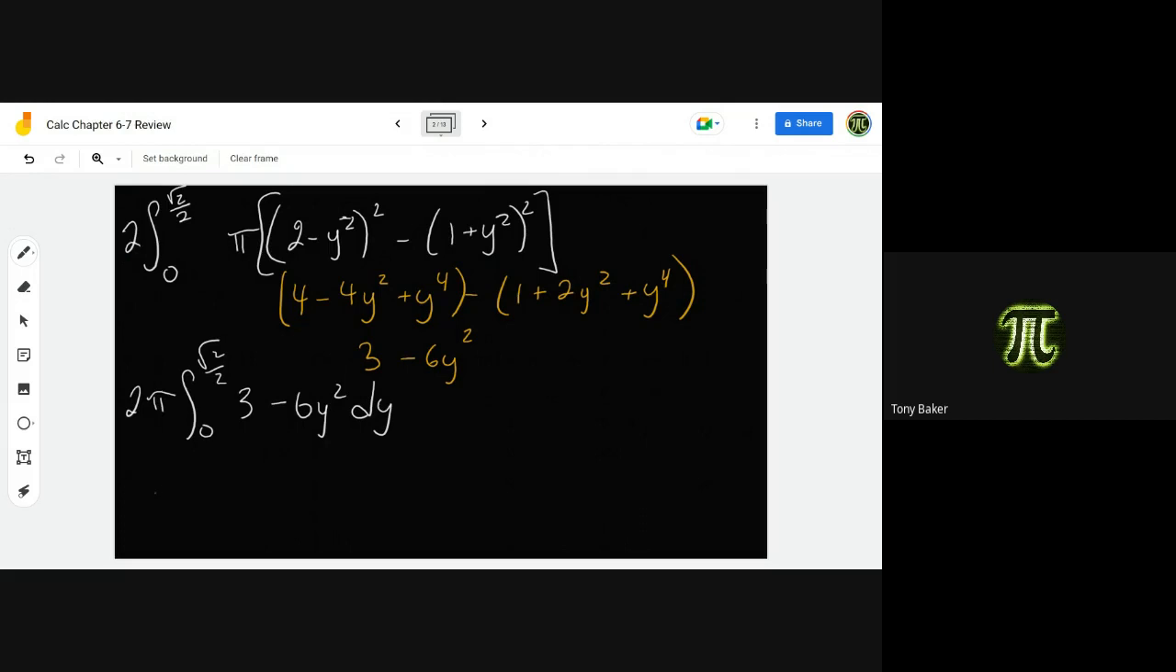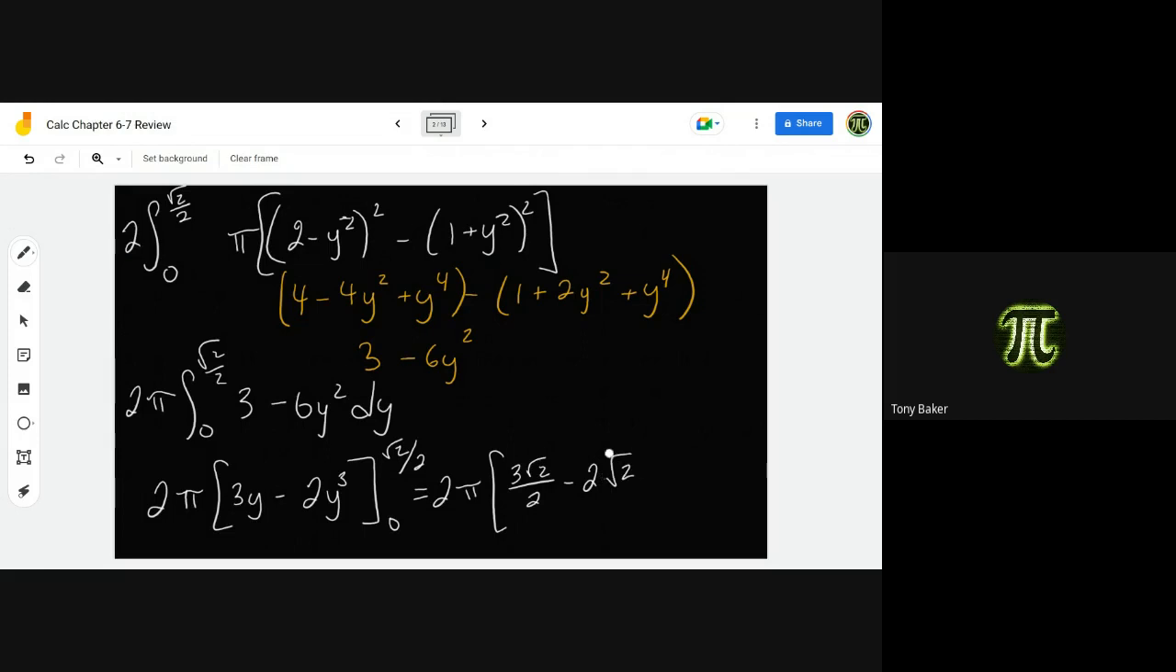So if we do our quick integration for this one, I got 3y minus 2y to the 3rd. And we're doing it from 0 to square root of 2 over 2. The 6 divided by 3 is 2, so that's where the 3 went from down the bottom. So the nice thing is the 0 cancels everything out, so I don't have to worry about the 0 term. That's why we did the multiplying it by 2 using the symmetry in there, so I didn't have to deal with it twice. So we just have to put it in once. So 2 pi. Then I have 3 square root of 2 over 2 minus 2 square root of 2 to the third power.